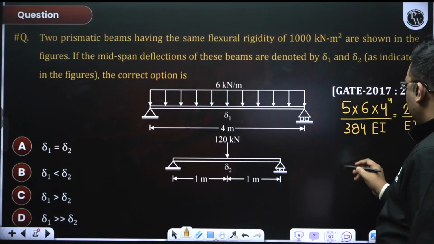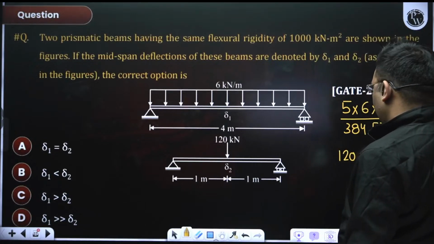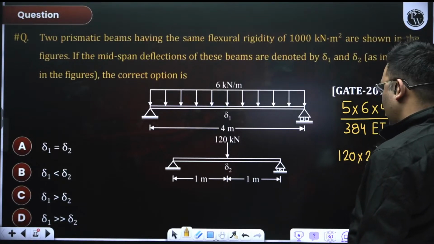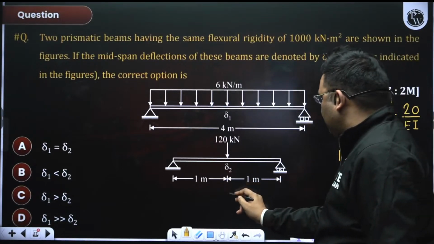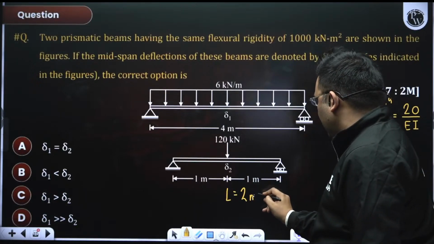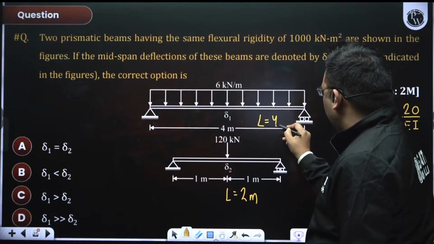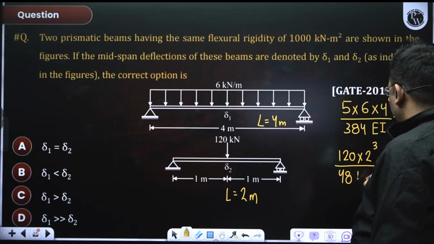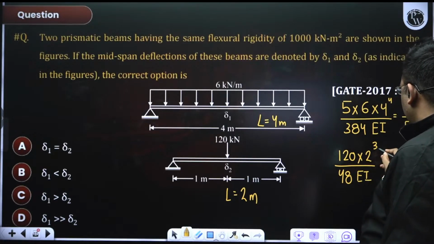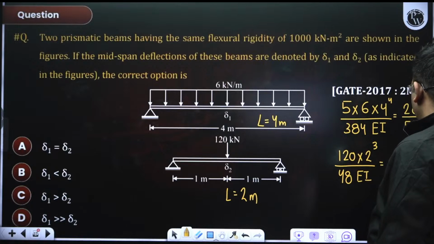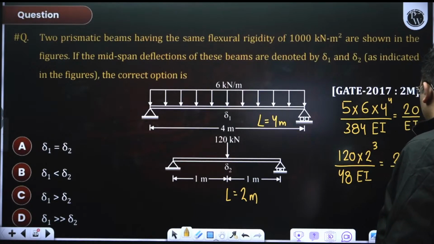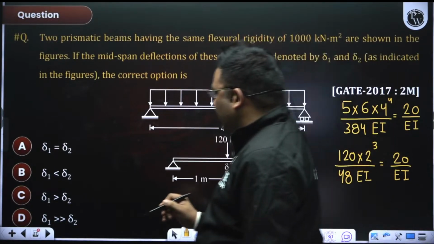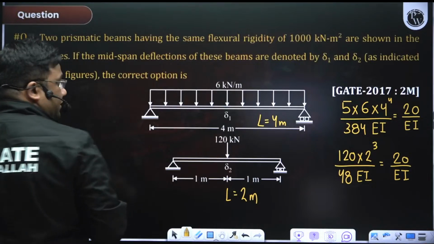Now this is PL cube. Here the total length is 2 meter, right? Here the length is 4 meter. So PL cube by 48 EI. So this is 8 times 6, which is 20. So again 20 by EI. So we are getting the same deflection, right?